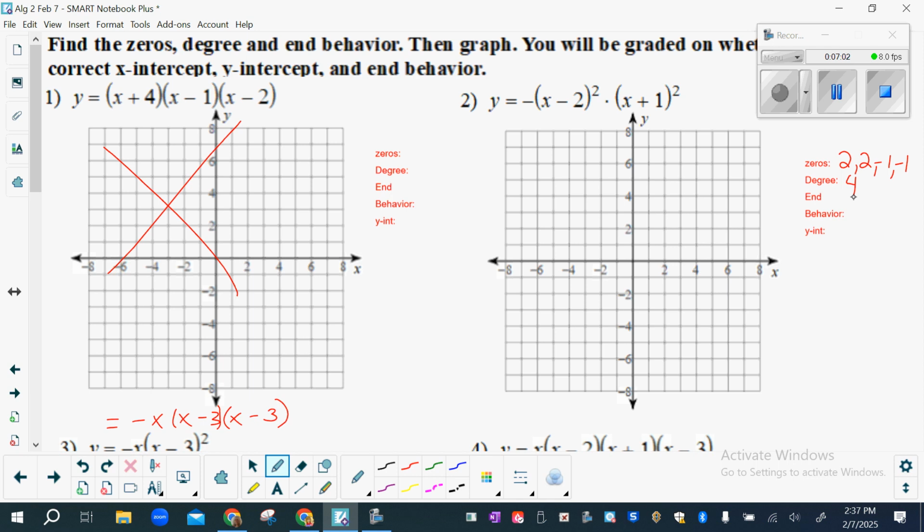So when it's even, it's going to be either up, up, or down, down. Down, down, left, down, right, down.